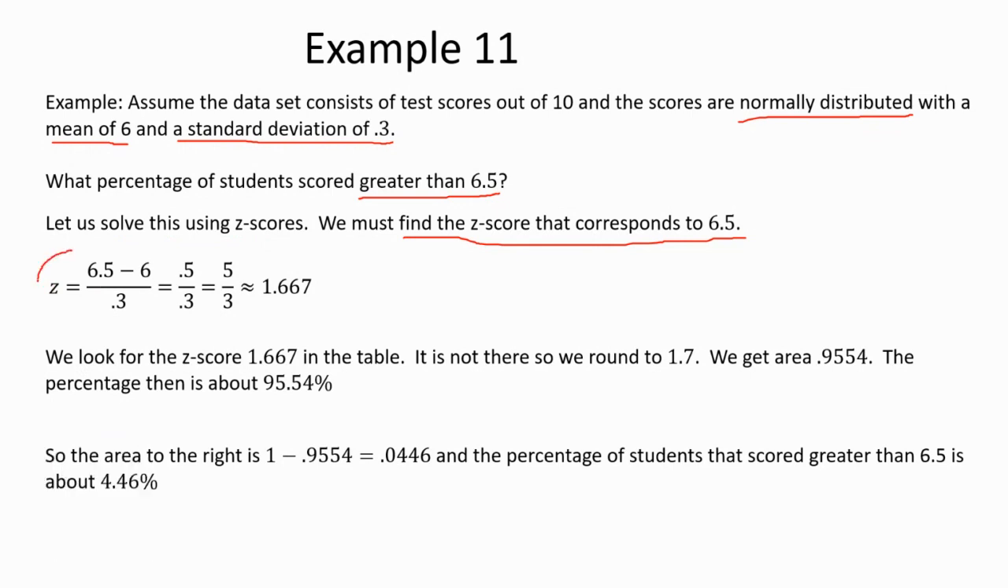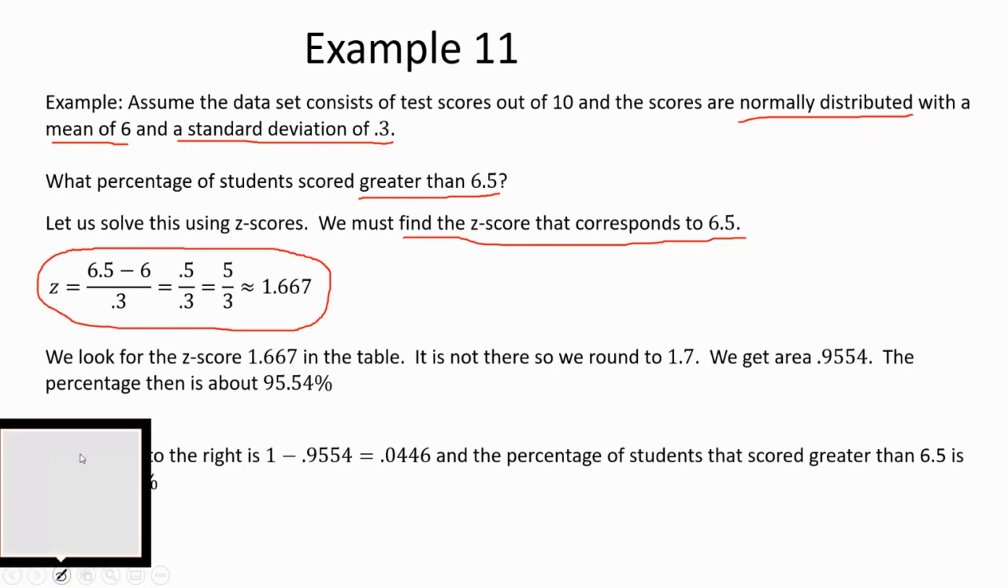We need to find the z-score that first corresponds to 6.5. As you can see, that's what we're doing here. Now, it's the same thing as before. I'm not going to share it, but you have the table. I emailed it to you. It's also in the textbook, which is on Lumen. But basically, you'll see 1.667, as you can see.